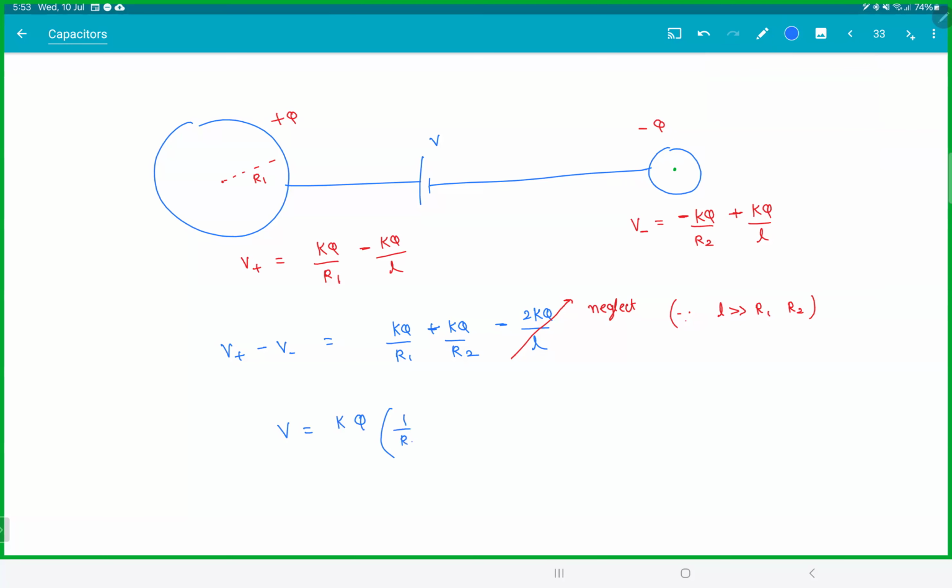And we have Q times (1 by R1 plus 1 by R2). So capacitance would be Q by V, which is 4 pi epsilon over (1 by R1 plus 1 by R2). That's your capacitance, everyone. Check it out. The minus will not come.